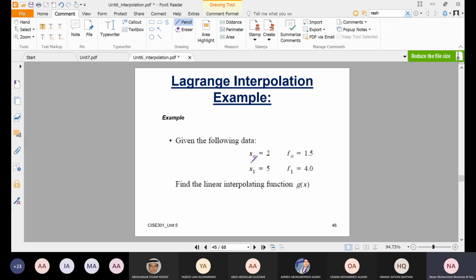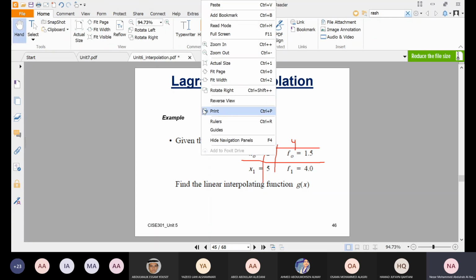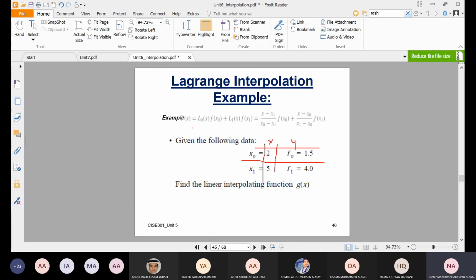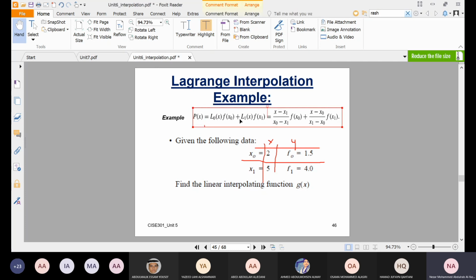Okay, let's take another example. This is another example, given this data. So this is a table that you have. Okay, so this is the x's and this is the y. Again, if you want to find the polynomial here, we just apply this equation. You should know how you derive this equation, and usually it's given in the general form, or sometimes we give you, for example, a specific equation.